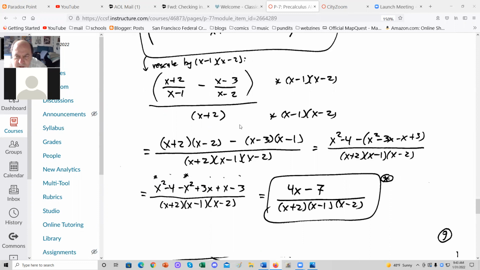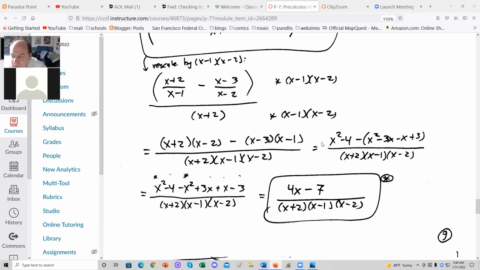There it is. In the numerator, this times this, the x minus 1's cancel. We're left with (x plus 2) times (x minus 2). For this times this, the x minus 2 cancels. We're left with (x minus 3) times (x minus 1) here. And okay, at this point, we expand this: x squared minus 4 minus, oh, be careful, minus all this. Since we're subtracting all this, we have to keep them all in a parenthesis, at least at first.